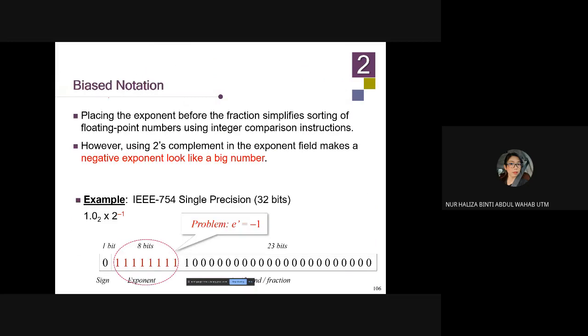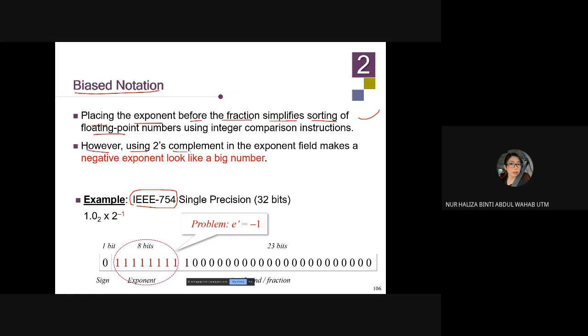So over here, we will move to bias notation. We are still under IEEE 754. Placing the exponent before the fraction simplifies sorting of the floating point numbers. You can read the sentences yourself, but in the example, I will try to explain until you understand.